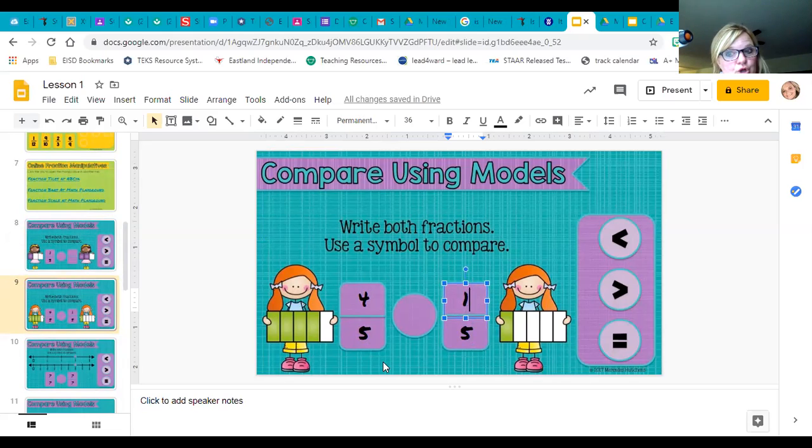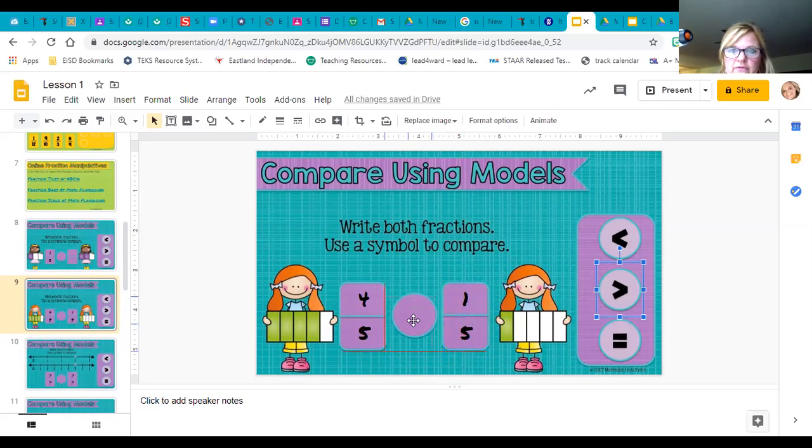Now I've got to compare. So I've got to choose one of these. Are they equal? Are they the same on both sides? No. Clearly, 4/5 is greater than 1/5. Did that work? Yes. Okay.